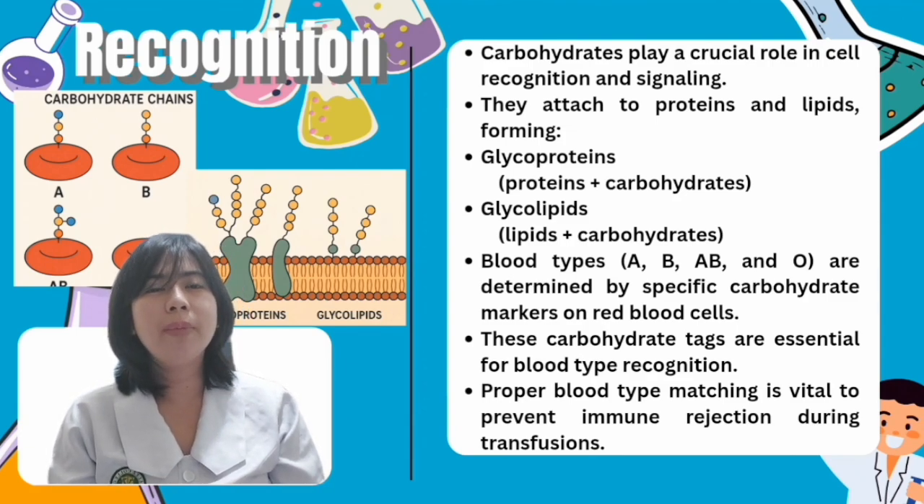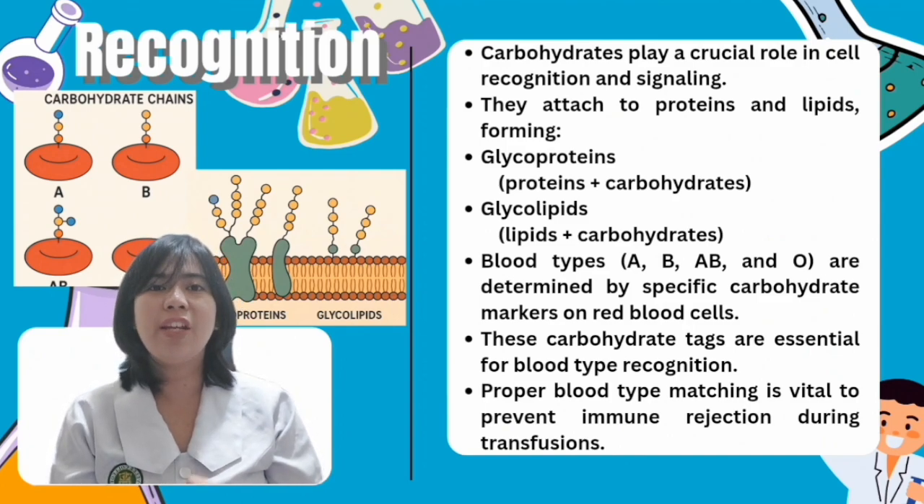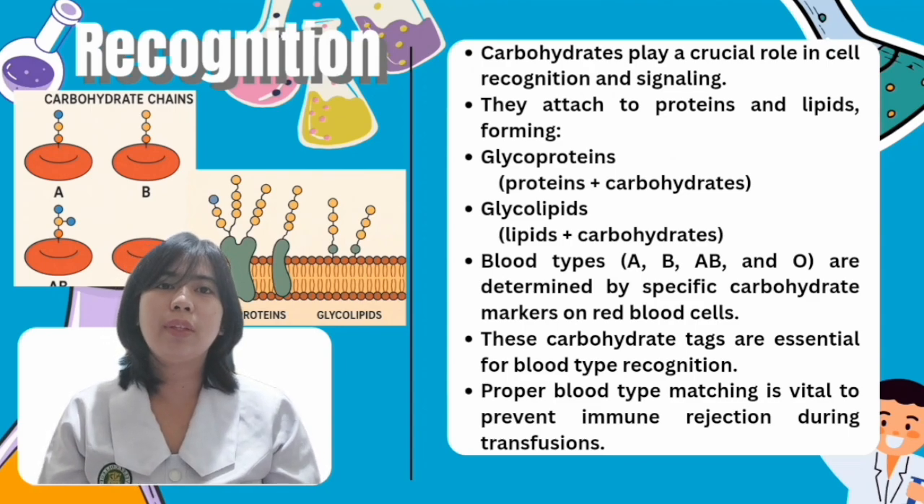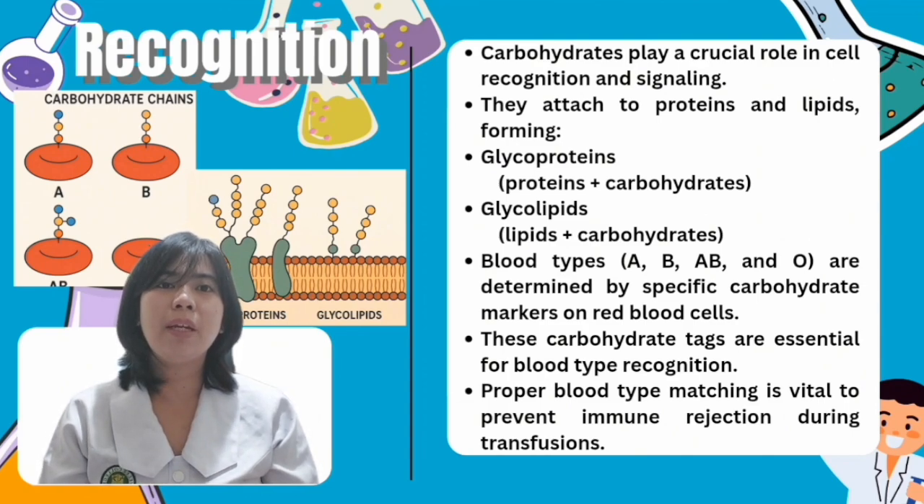Giving someone the wrong blood type can cause their immune system to launch a defense, which can be very dangerous. For example, if a person with type A blood receives type B blood, their immune system will recognize the B carbohydrates as foreign and attack those red blood cells. This can lead to serious complications.